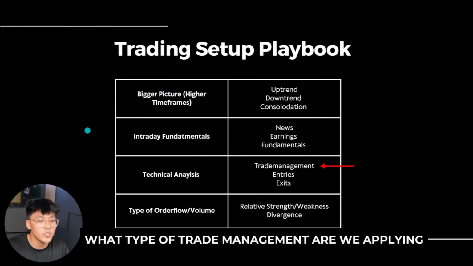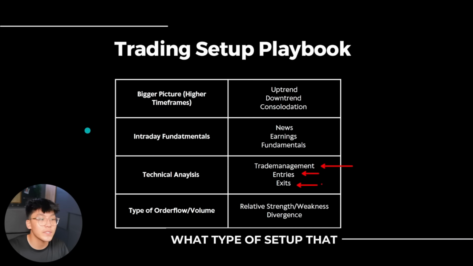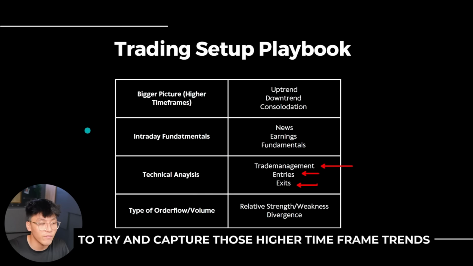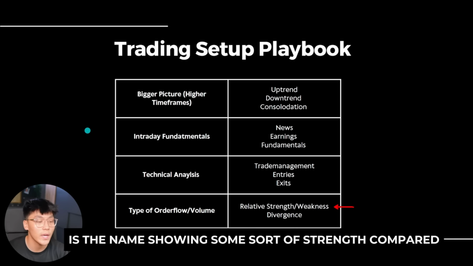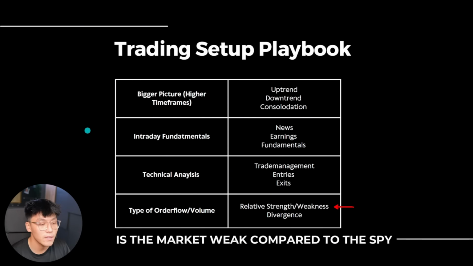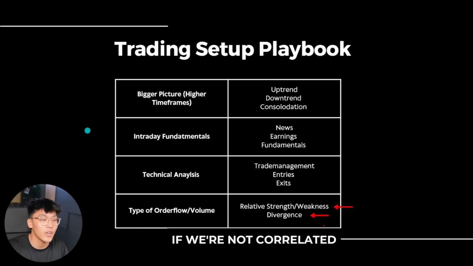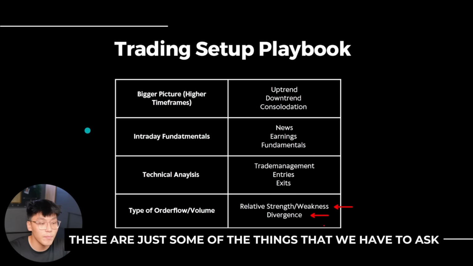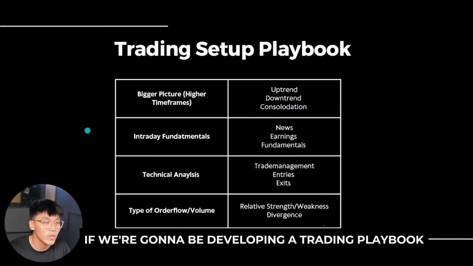Technical analysis. What type of trade management are we applying? What are our entries like? What are our exits like? What type of setup are we going to be looking to apply intraday to try and capture those higher time frame trends? Type of order flow. Do we have relative strength and weakness? Is the name showing some sort of strength, relatively speaking, compared to the NASDAQ? Is the market weak compared to the SPY? Or do we have some sort of divergence in the market? If we're not correlated, do we have divergence? And why are we diverging away? So these are just some of the things that we have to ask ourselves, and it's very important if we're going to be developing a trading playbook.